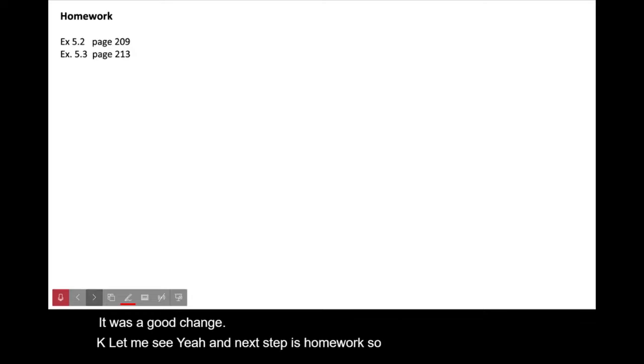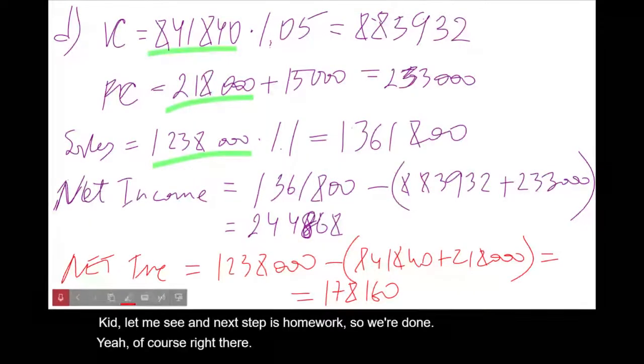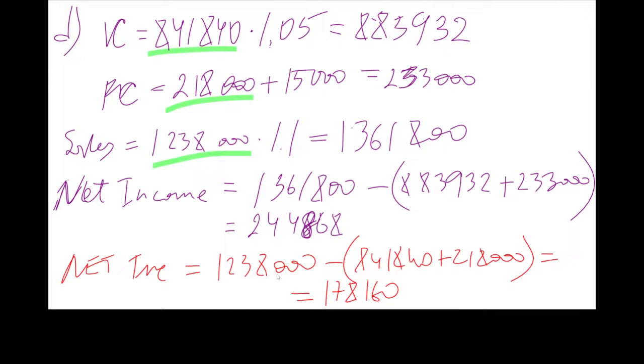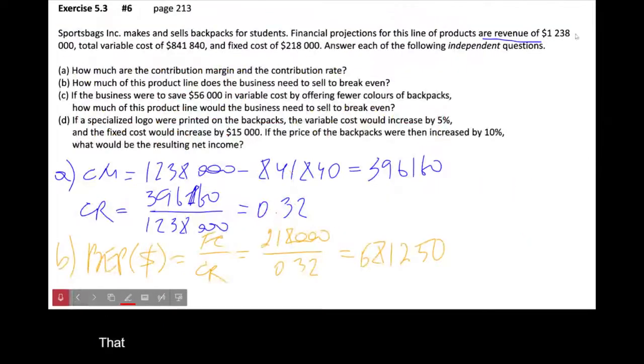So we're done. Sorry, sir. Could we just go back? Oh yeah, of course, right here. Just to make sure that I understood the net income, the 1,238,000, right? That's the old, that's the sales before changes. And they gave us that number, right? Yes. That is right there.